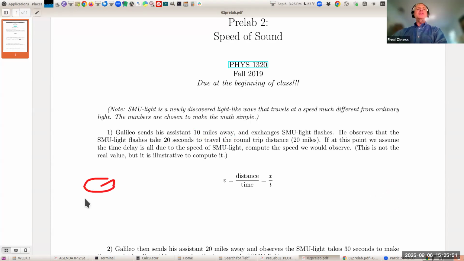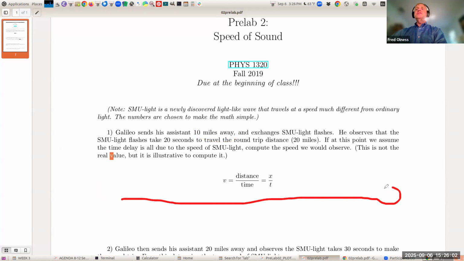So Galileo flashes his light, and the light travels to the assistant. When the assistant sees the light, the assistant will flash his light back, and so the light travels back, and then Galileo measures the amount of time it took the light to travel that distance.